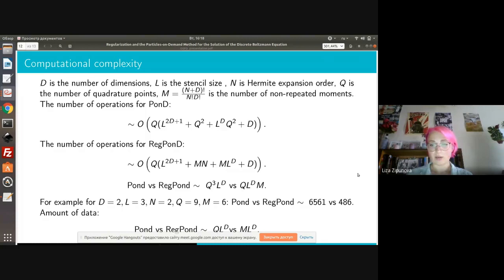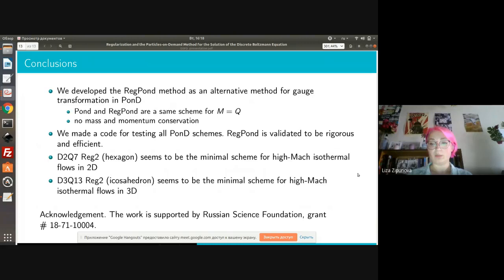So in conclusion, I want to summarize the main points of this work. We developed the regularized particles on demand method as an alternative method for gauge transformation in particles on demand. Particles on demand and regularized particles on demand are the same scheme if the number of non-repeated moments is equal to the number of quadrature points. Regularized particles on demand doesn't conserve mass and momentum, like most other semi-Lagrangian lattice Boltzmann methods, and we made a code for testing all particles on demand schemes. Regularized particles on demand is validated to be rigorous and efficient.